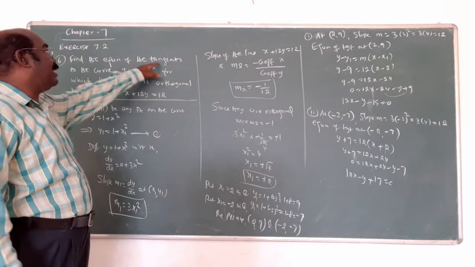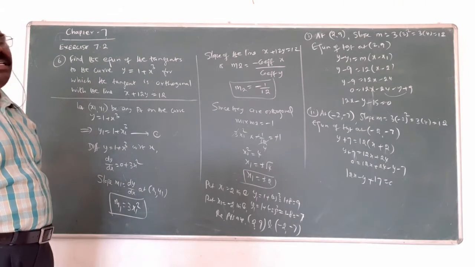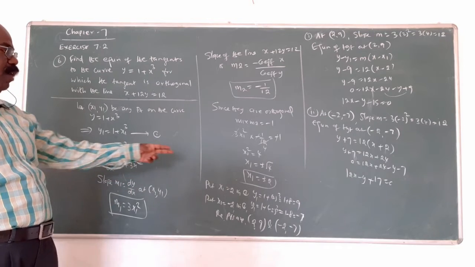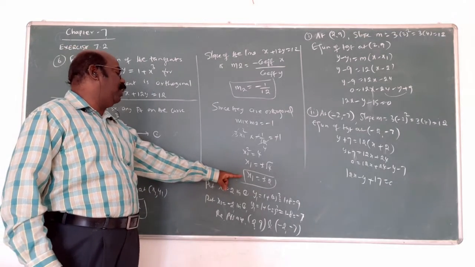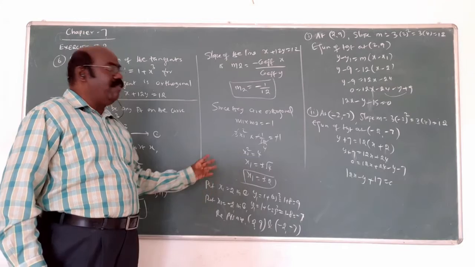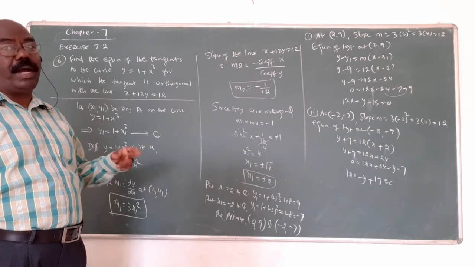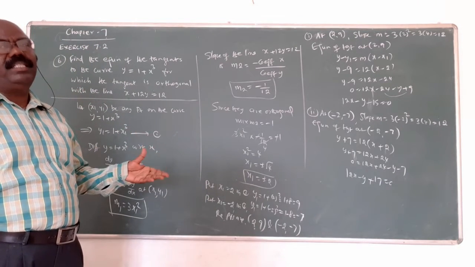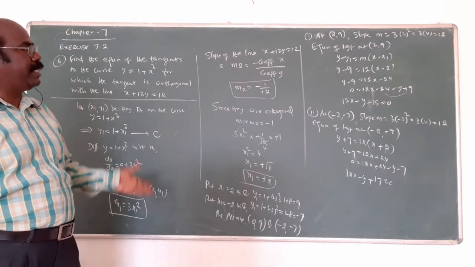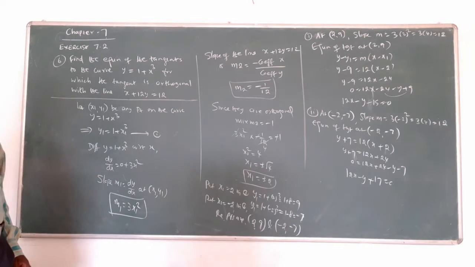If the tangents are the same, these are the x1 and x2 values. Substitute both x values in the given equation, and we get 2 values for y also. There are 2 parts here. By using the first part, we can find the equation. For the second part also, find the equation.